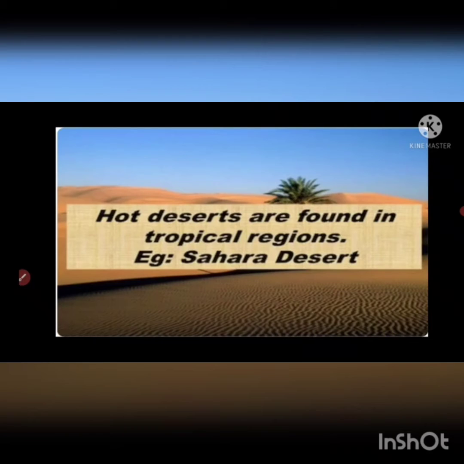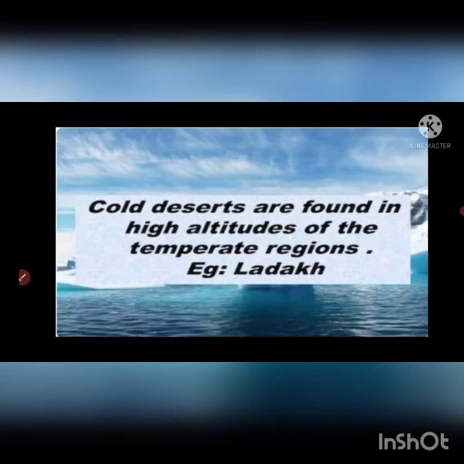Hot desert. Hot deserts are found in tropical regions. Example, the Sahara Desert. Sahara is the world's largest desert and has an area of around 8.54 million square kilometers. The Sahara Desert touches 11 countries. Now, cold deserts. Cold deserts are found in high altitudes of the temperate region.